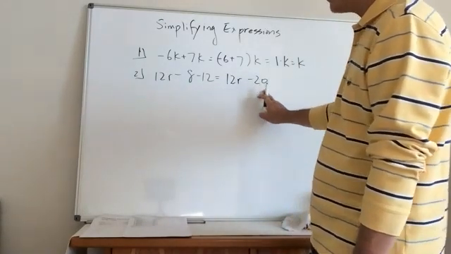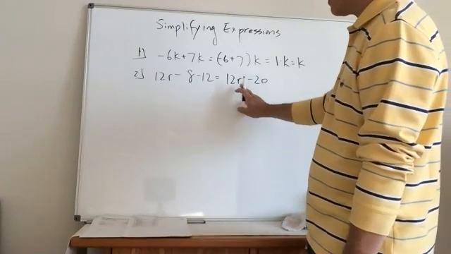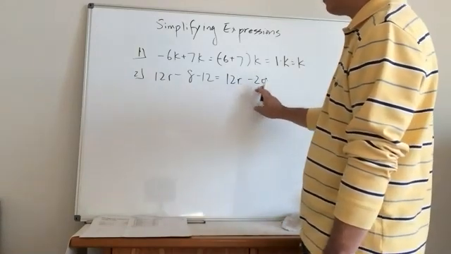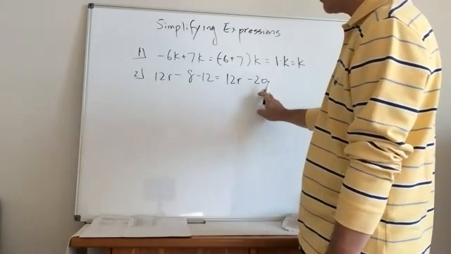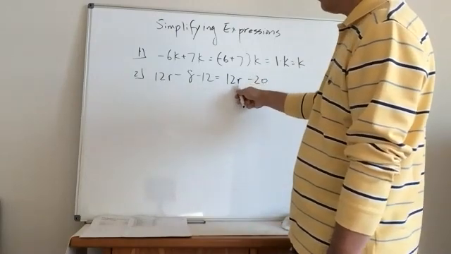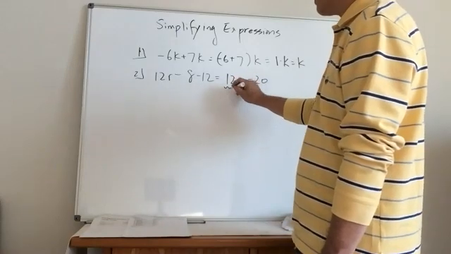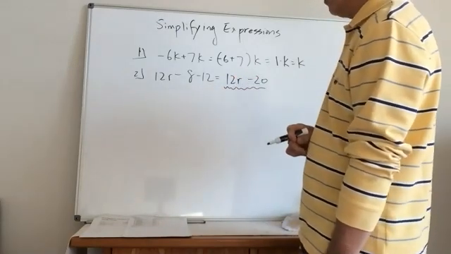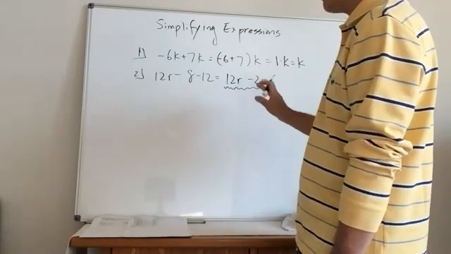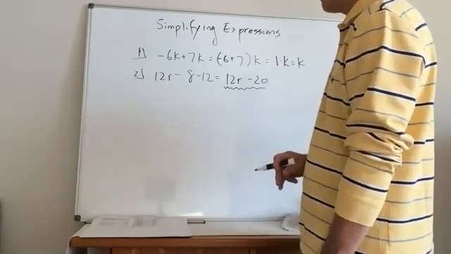This one contains r. This one contains no r. You cannot combine these two together because they're two different terms. This one, again, contains a variable. This one does not. Okay, so this is as far as you can go. This is the answer. You cannot go any further. You cannot simplify any further.